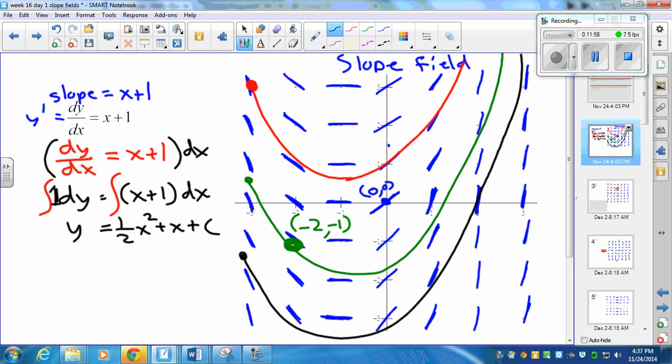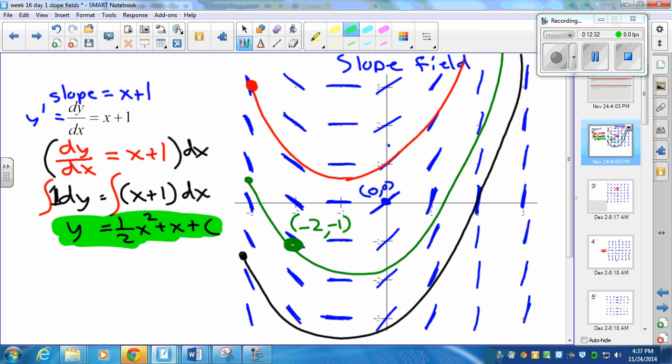I want you to realize what that means. That here is the general shape of any railroad car as it goes through that path of the slope field. And if you look at the red one, if you look at the green one, if you look at the black one, those are parabolas. And it's a happy parabola because it's a positive 1/2 x squared. Every single one of those is the exact same parabola. It's either shifted up or shifted down.